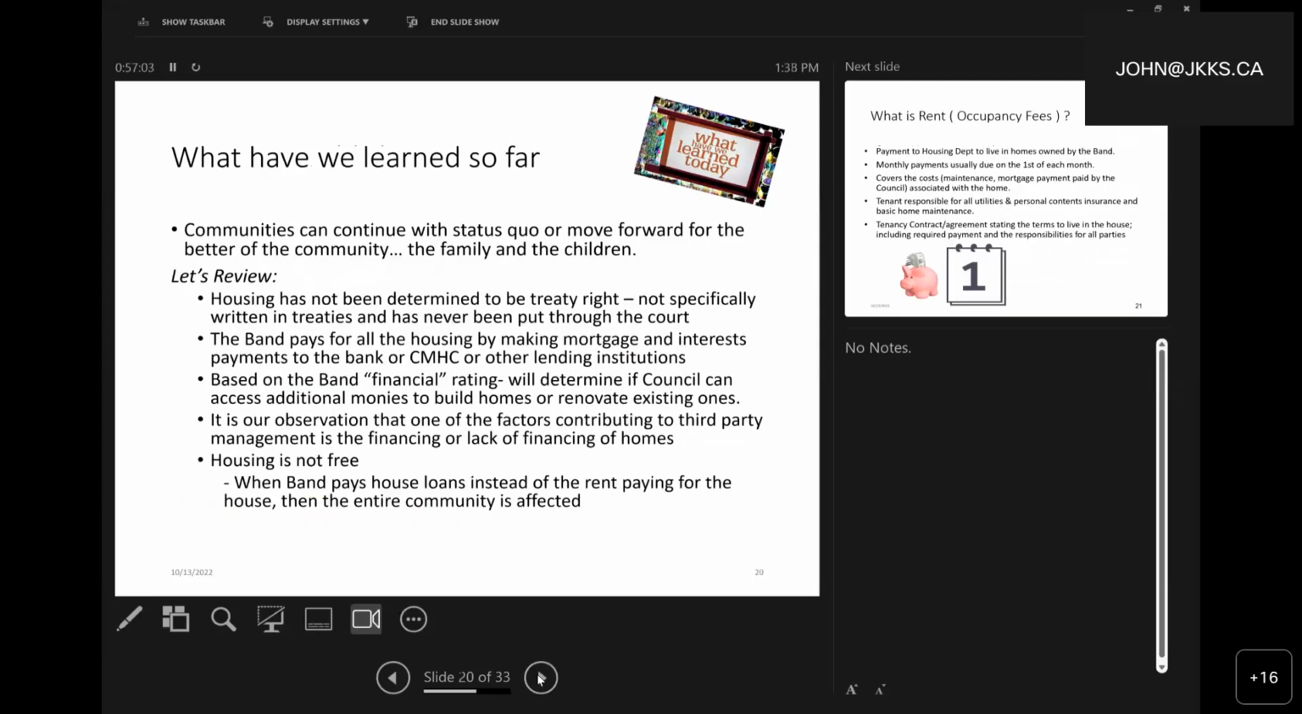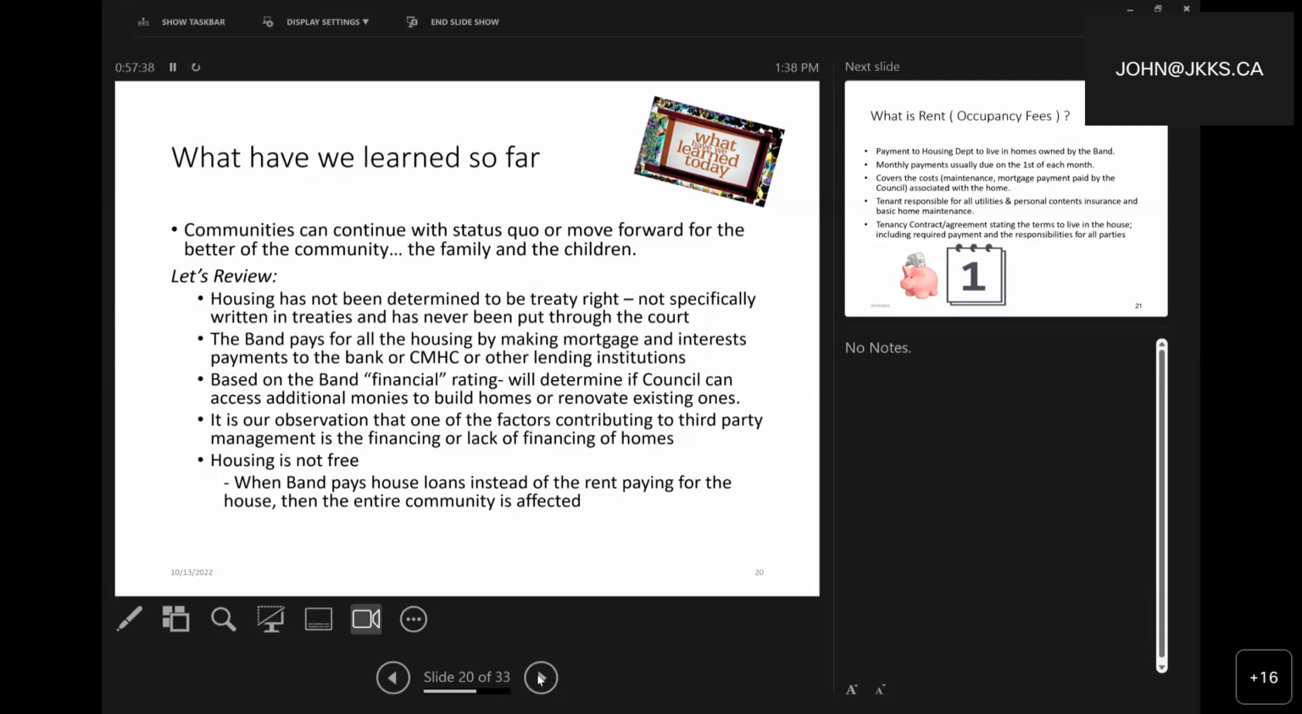So what have we learned so far? How do we move from the status quo to a better community, to better housing for the families, for the people living in the homes? How do we do that? We know that housing is not a treaty right, it's not written in the treaties, and it's never been put through the courts. And it could change tomorrow. Somebody can find a document, or there could be a complete change tomorrow. But as we know now, that doesn't exist.